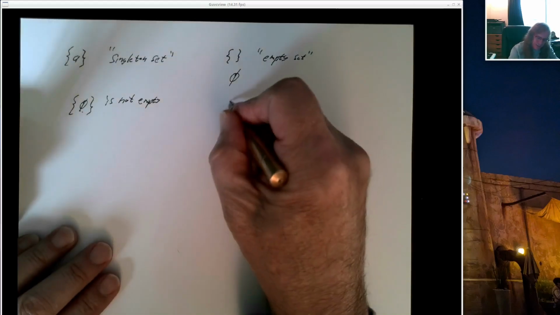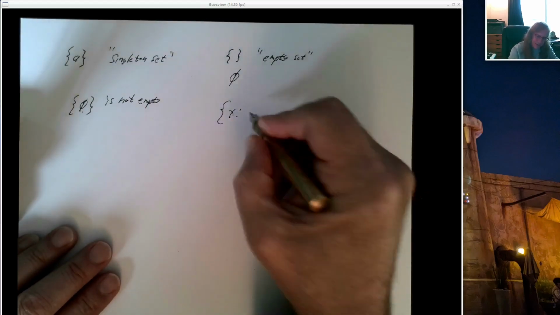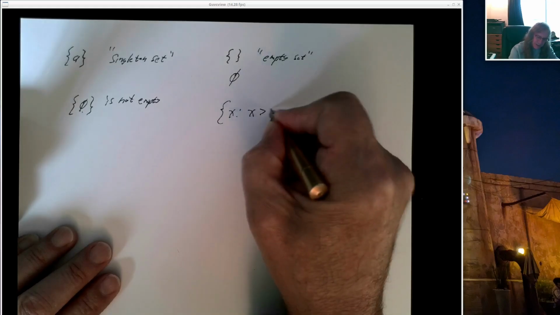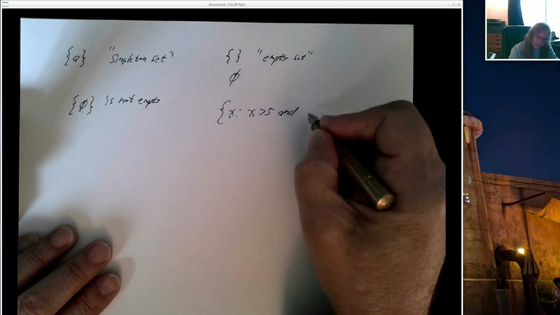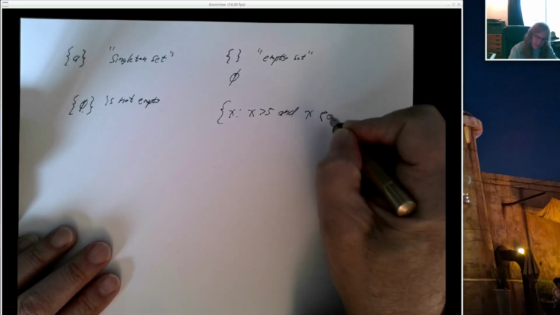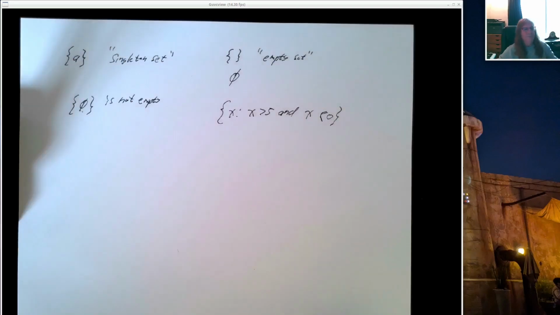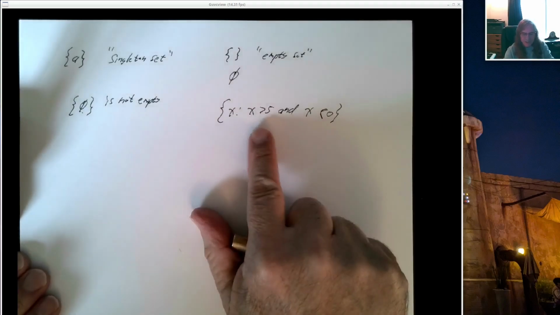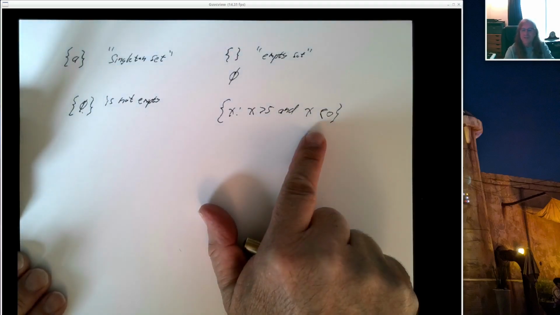Alright, so for example, the set of all x such that x is bigger than 5 and x is less than 0. That's the empty set. There are no numbers that are simultaneously bigger than 5 and also negative.